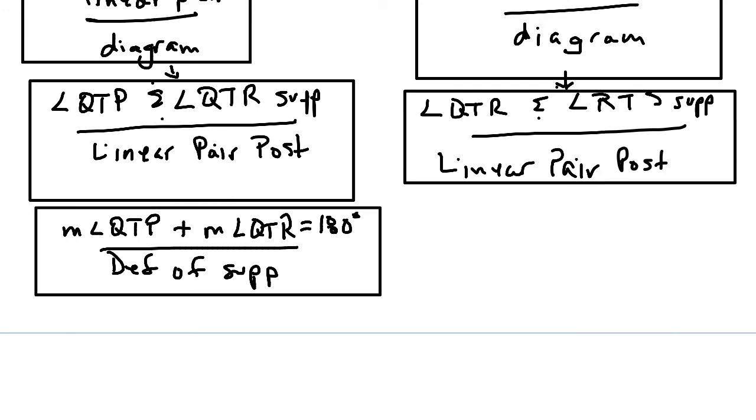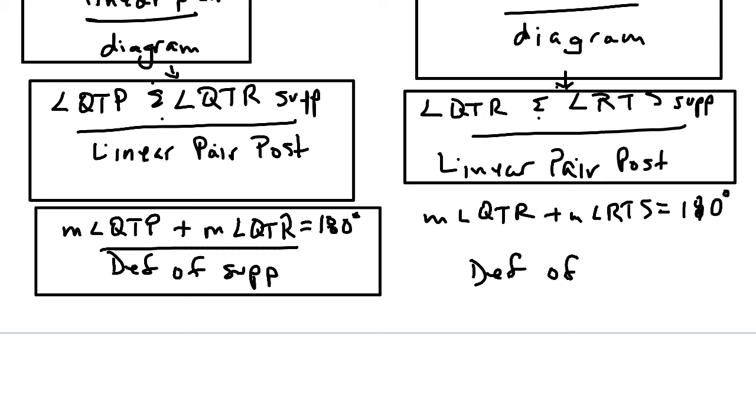And I have the same claim over here. The measure of angle QTR plus the measure of angle RTS equals 180 degrees. It's an 8, believe me. And how do I know that? The definition of supplementary. Put a box around that.